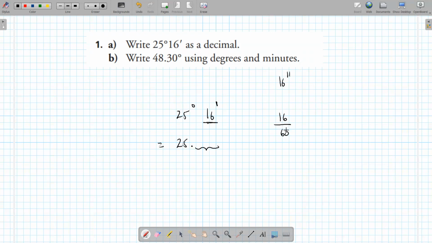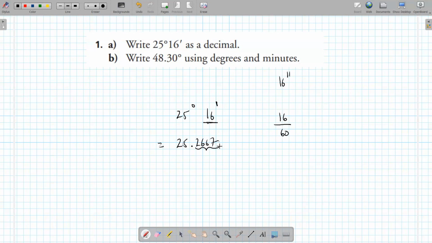That's 8 over 30, 4 over 15. Can't do it in my head. It's 0.2667. And there you go. That's the answer to part A. You take your minute number, you divide that by 60, and that will give you your decimal value.